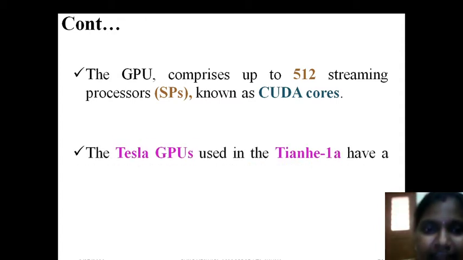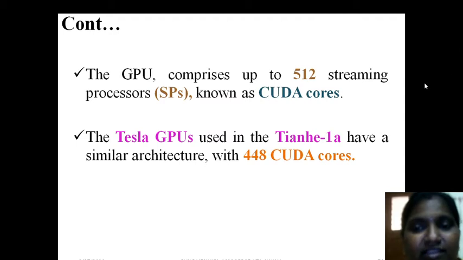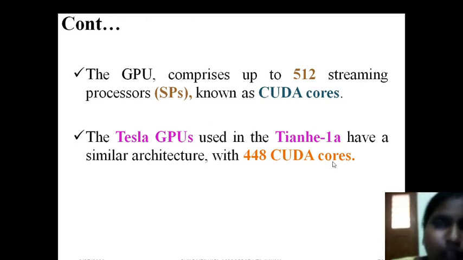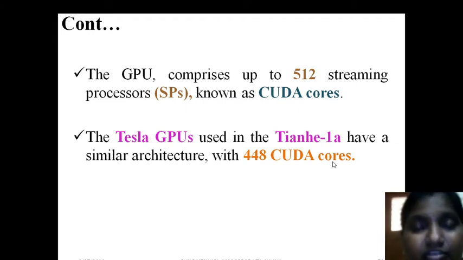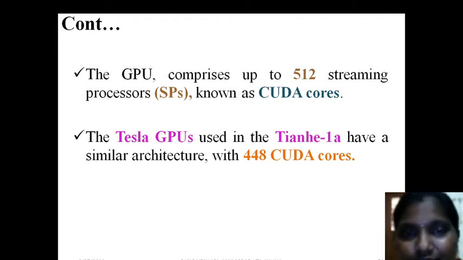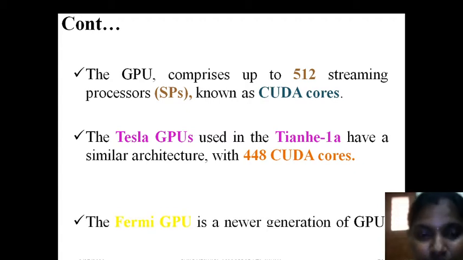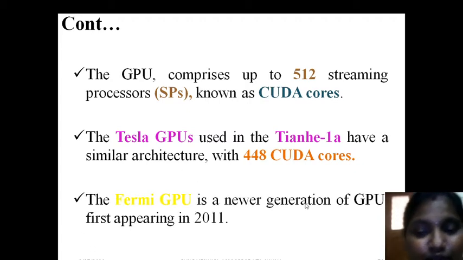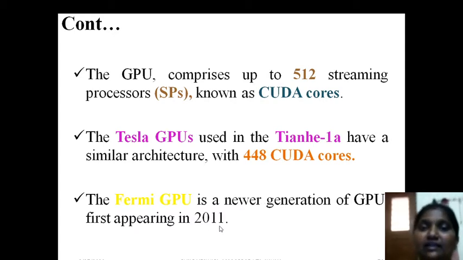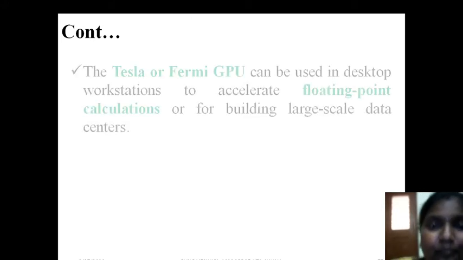Next, the Tesla GPU used in Tianhe-1A has a similar architecture with 448 CUDA cores. So we had one more very famous GPU at that time. It contains only 448 CUDA cores, but our NVIDIA Fermi GPU is more advanced than this, containing 512 CUDA cores. The Fermi GPU is a newer generation of GPU first appearing in 2010. Up to 2010 they were famous; after 2010, our Fermi GPU became famous, that is the year 2011.